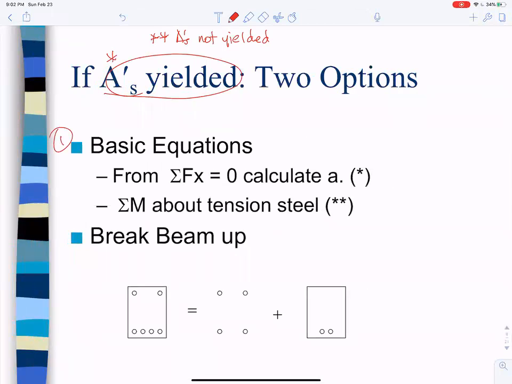One, you can use the basic equations of T equals C, solve for A, and then sum the moment about the tension steel. And a second option that's popular in many books is to break the beam up into a steel couple and a regular reinforced concrete beam. We'll cover both, and I'll do this one first in this video.